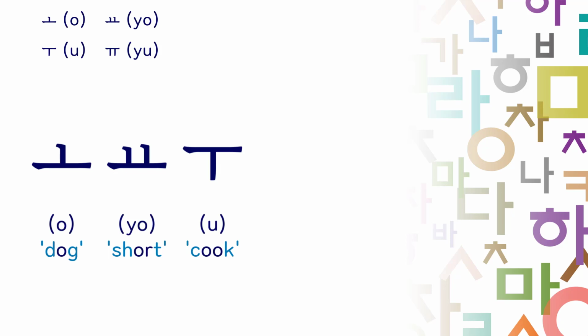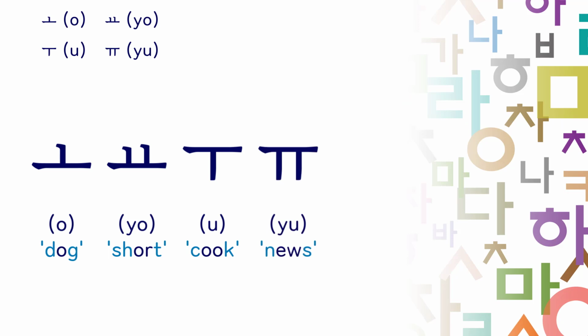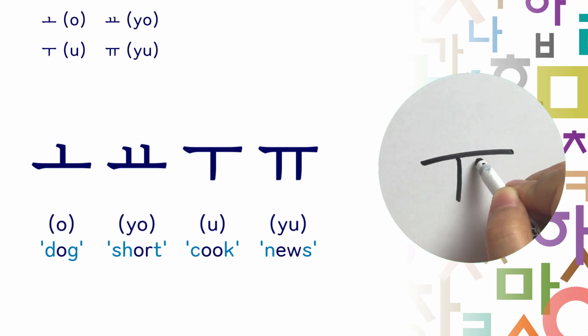After that, we have a horizontal bar with a dash pointing down, and this is oo. Oo is similar to the vowel sound in the word cook. Oo is written like this. And then we have the y-glide vowel of oo, and this is you. You is written like this.